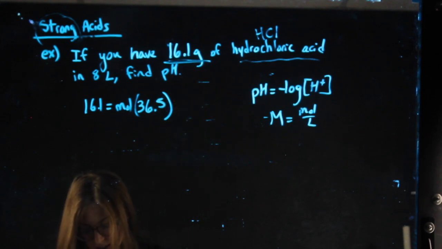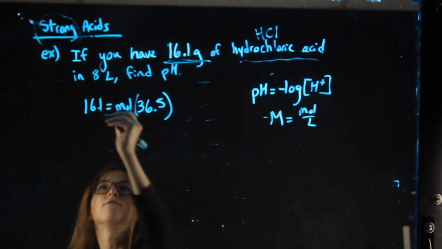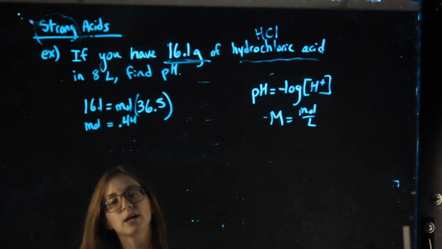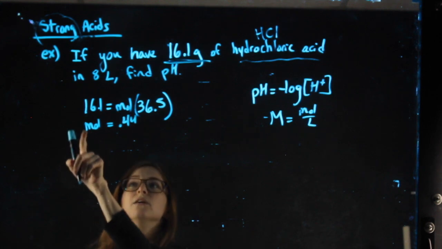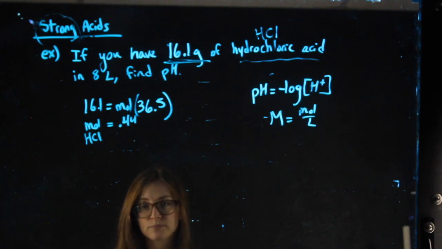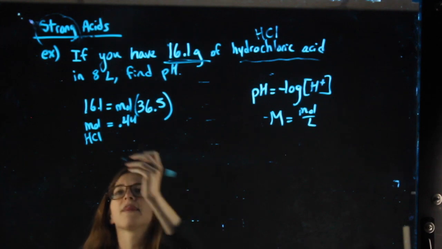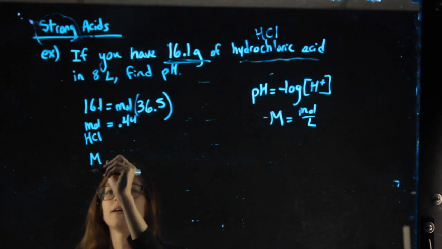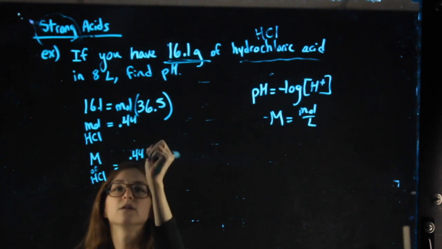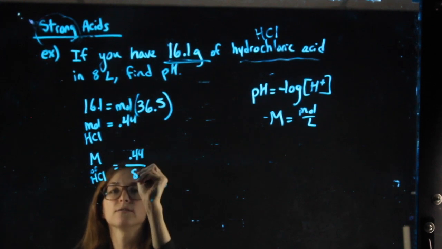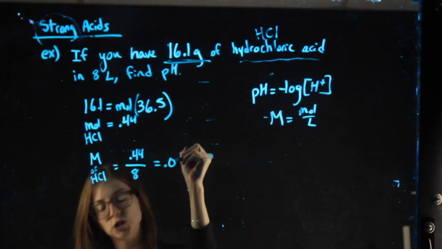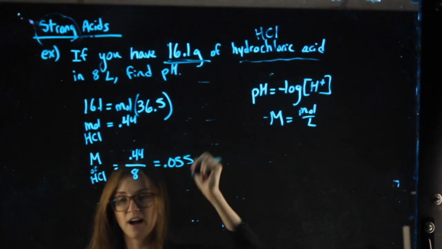16.1 divided by 36.5. For my moles, I get my moles to be 0.44. Now, I would encourage you to say moles of what? Well, this grams was of HCl, so this moles is of HCl. Then I can find the molarity of my HCl by taking my moles and dividing it by my liters. And my molarity of my HCl is 0.055.